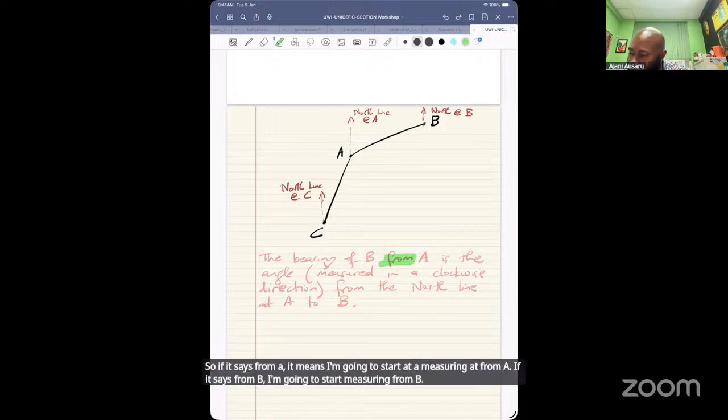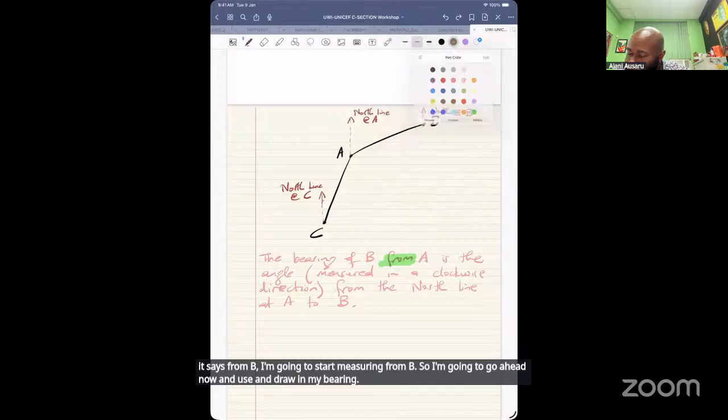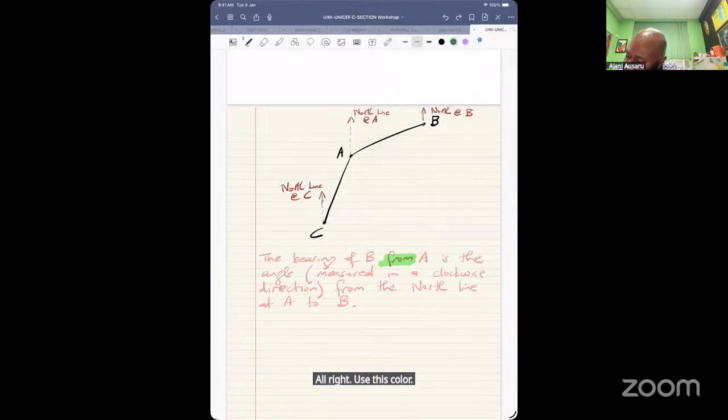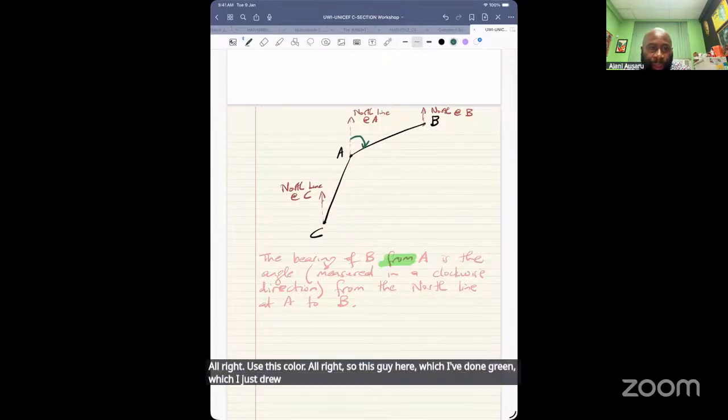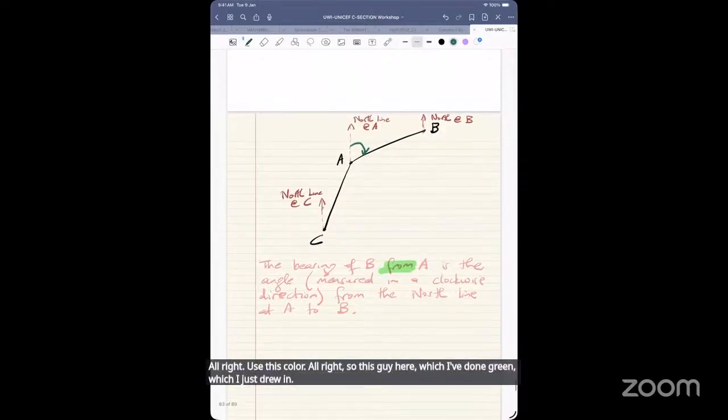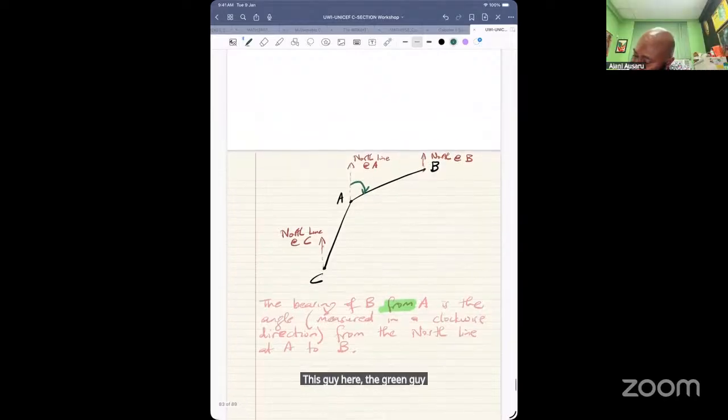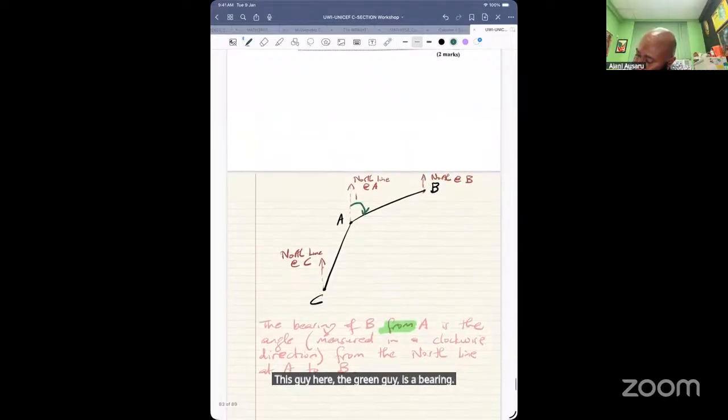So I'm going to go ahead now and draw in my bearing. Use this color. So this guy here, which I've done in green, which I just drew in, this green guy is a bearing of B from A.